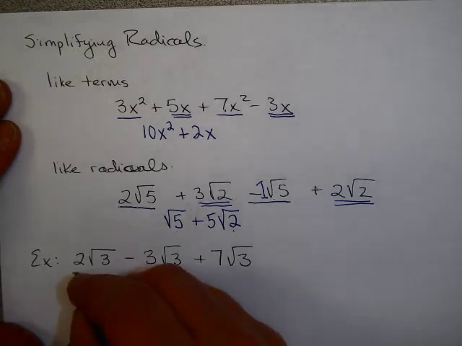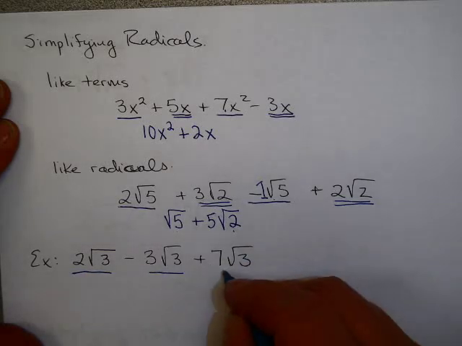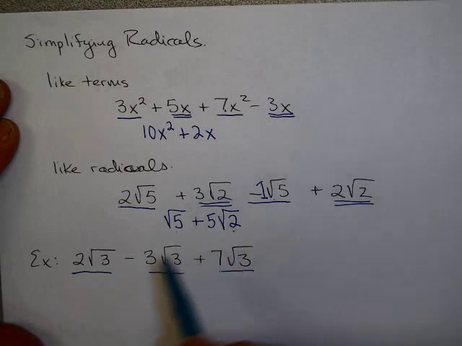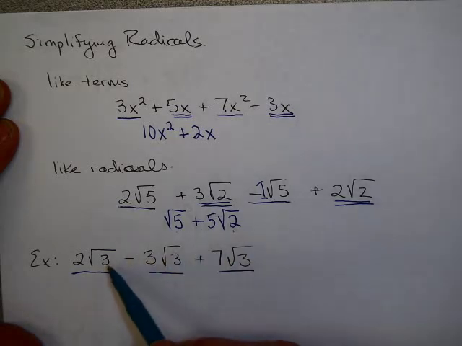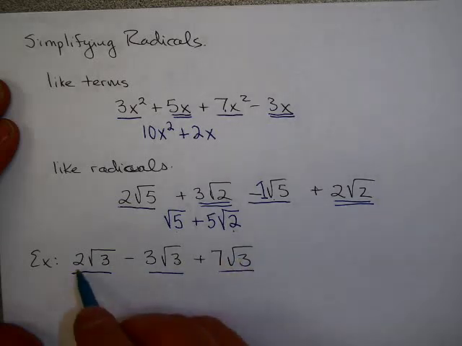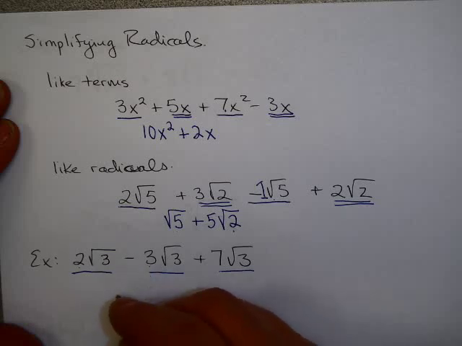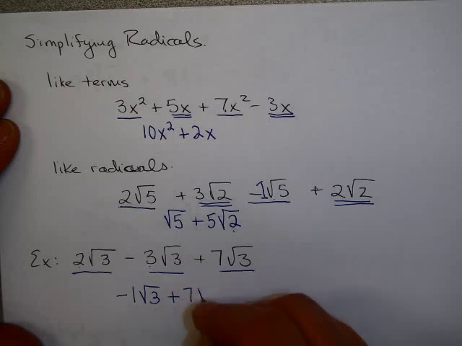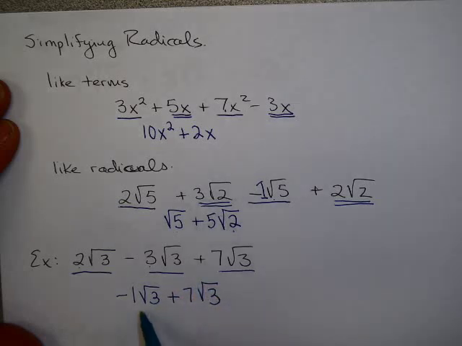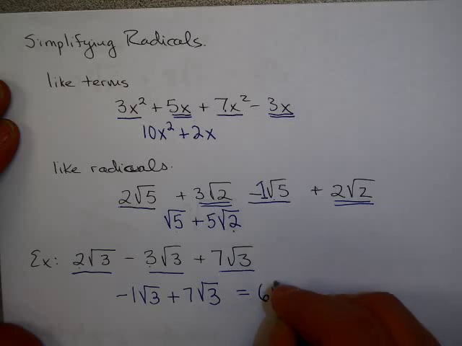Okay, I notice I have 2 square roots of 3 minus 3 square roots of 3 and 7 square roots of 3. All of these items have the same root. They're all square roots, and they all have the same radicand, square root of 3. So I have 2 of these minus 3. That leaves me with negative 1 of those, plus 7 square roots of 3. And negative 1 square root of 3 plus 7 square roots of 3 is 6 square roots of 3.